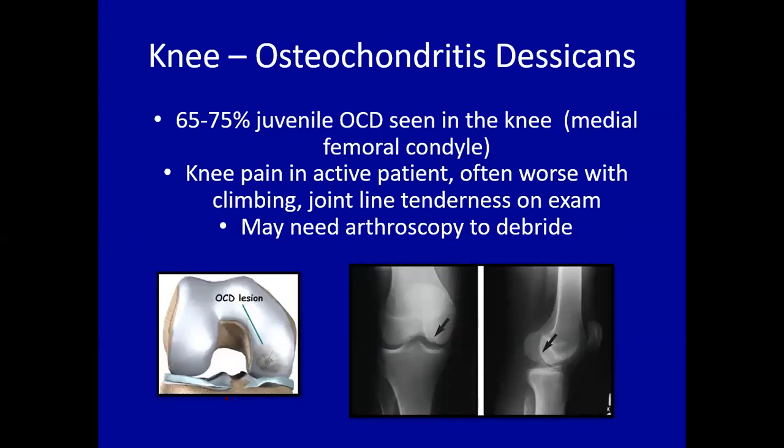Osteochondritis dissecans. So this is basically just degradation of the cartilaginous structure, particularly in juveniles. And so what you'll see is the medial femoral condyle is affected and they get pain. It's worse with climbing. There might be joint line tenderness and they may need surgery to debride that.